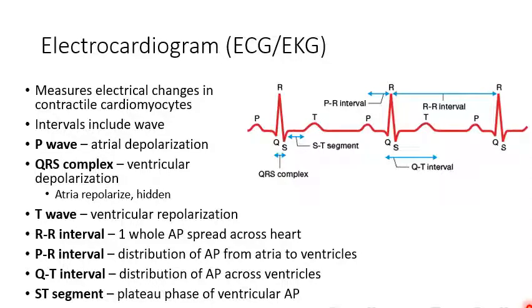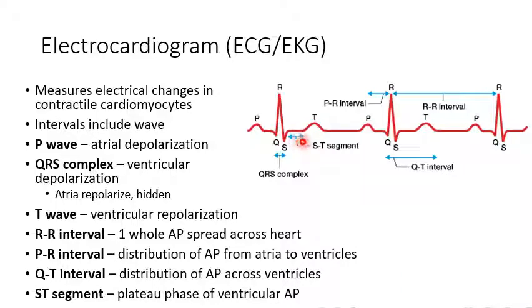Then you have the QT interval from the Q wave to the T wave, and including both those waves. That is the time it takes for an action potential to distribute across the whole ventricle. So from the beginning of depolarization to the end of repolarization is the time that the action potential is moving across the ventricles. And then lastly, you have the ST segment.